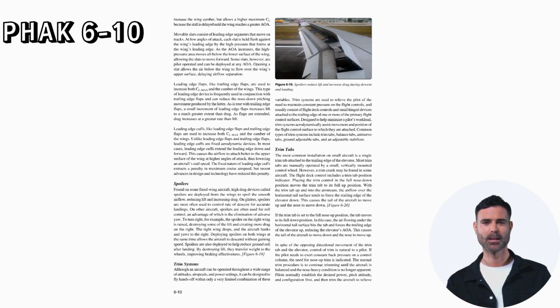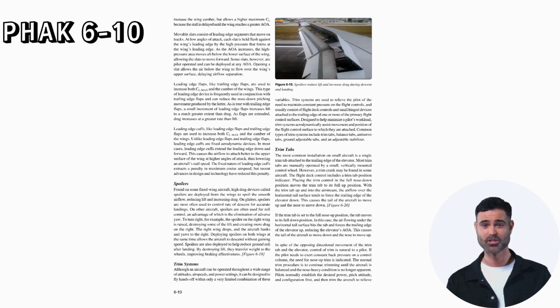Designed to help minimize a pilot's workload, trim systems aerodynamically assist movement and position of the flight control surface to which they are attached. Common types of trim systems include trim tabs, balance tabs, anti-servo tabs, ground adjustable tabs, and an adjustable stabilizer. Trim tabs.